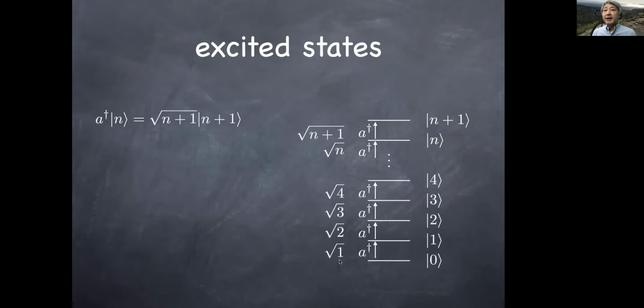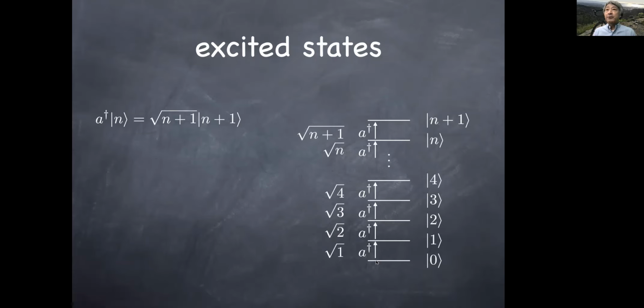So it turns out that here, I just mentioned that the change in normalization factor is square root of one, which is one. So you don't need to do anything. You're just acting a dagger on the ground state wave function, which is Gaussian, gives you the correct wave function of the first excited state with the correct normalization. But if you keep going up to higher excited states, you have to pay attention to these factors of the square root of n as you go on.